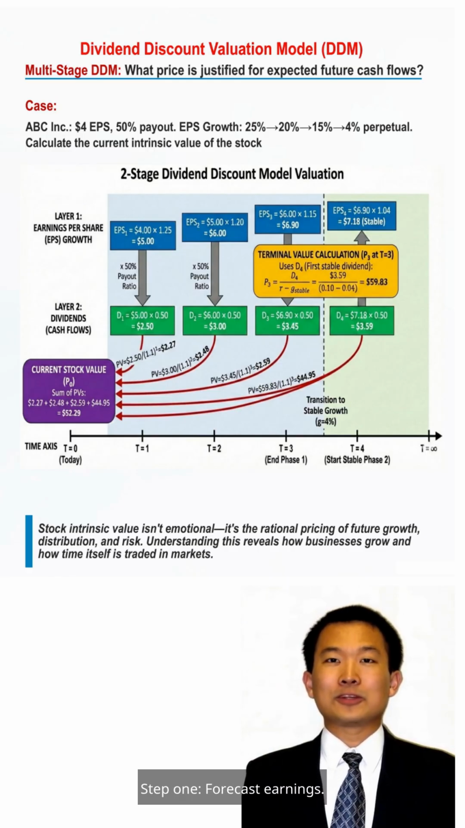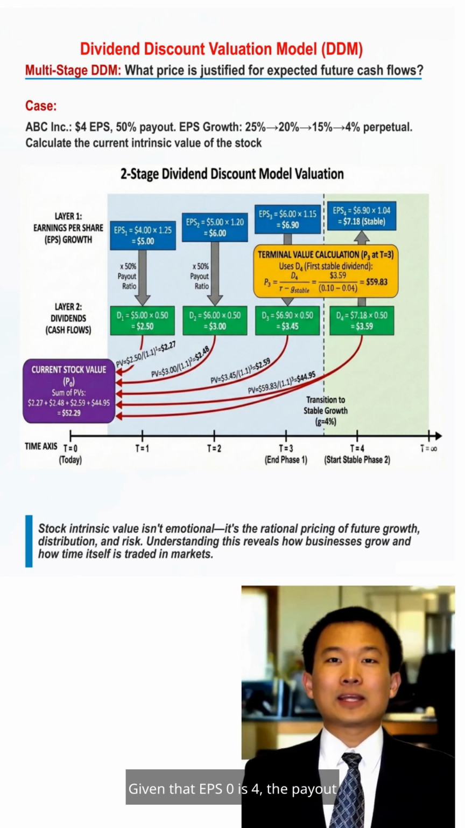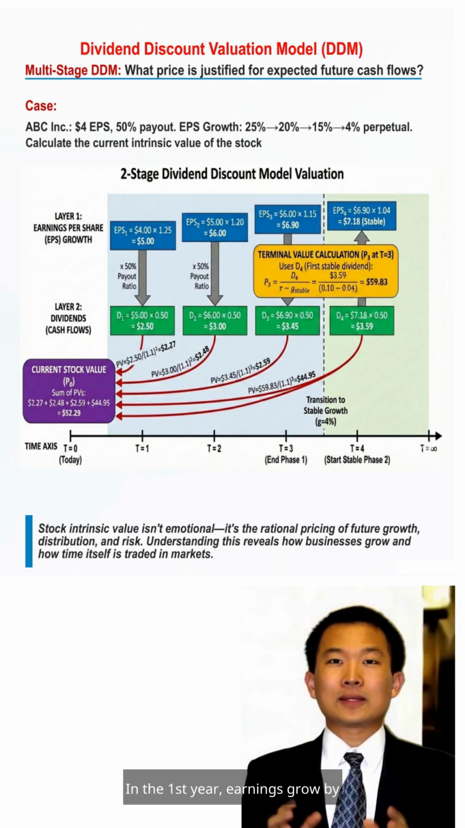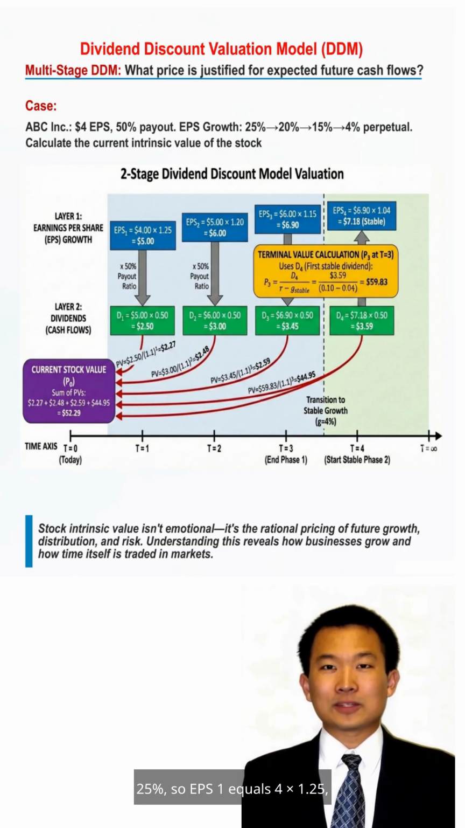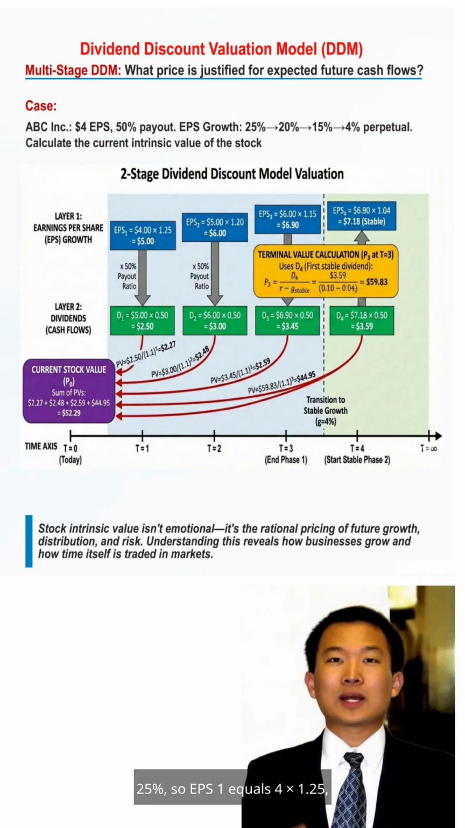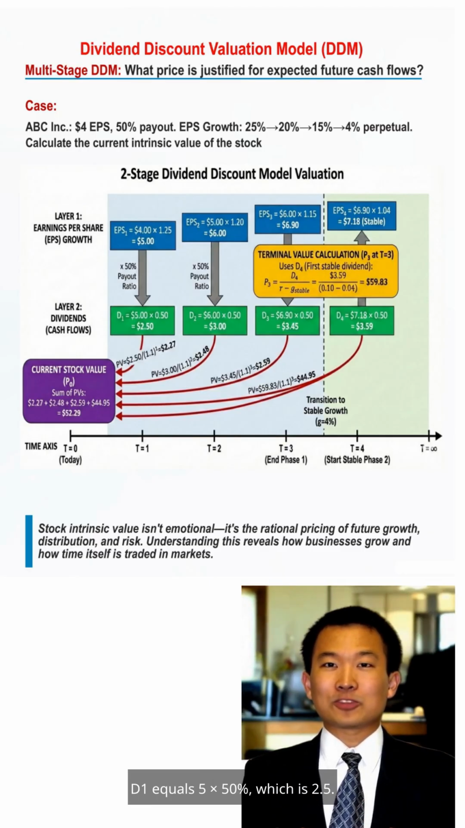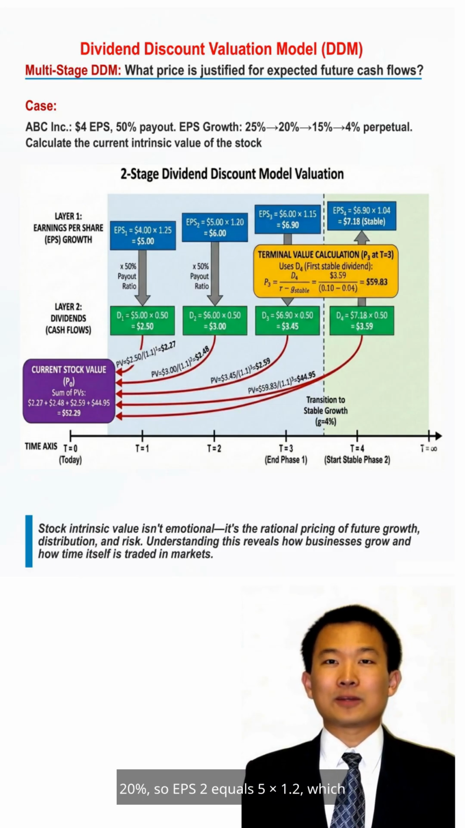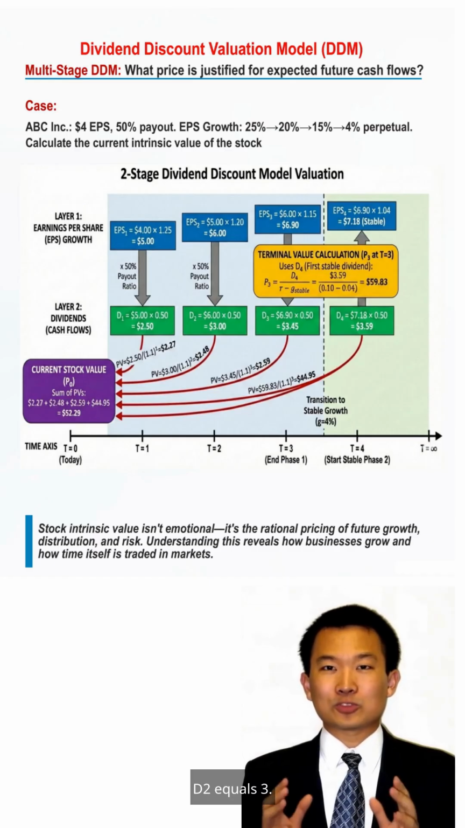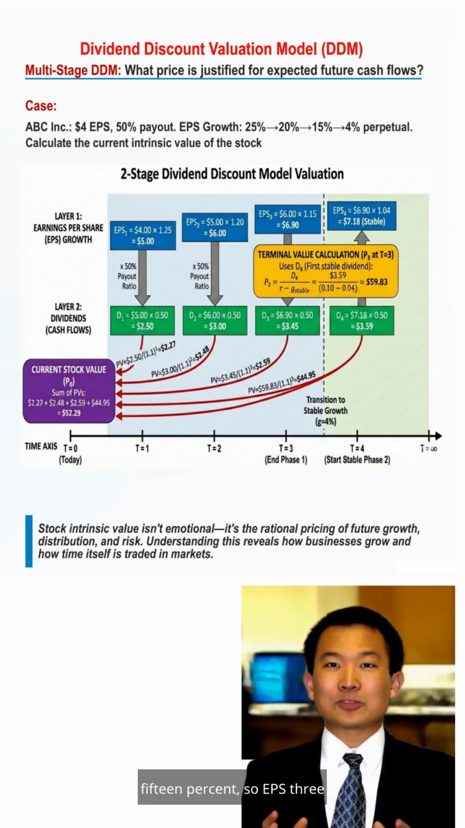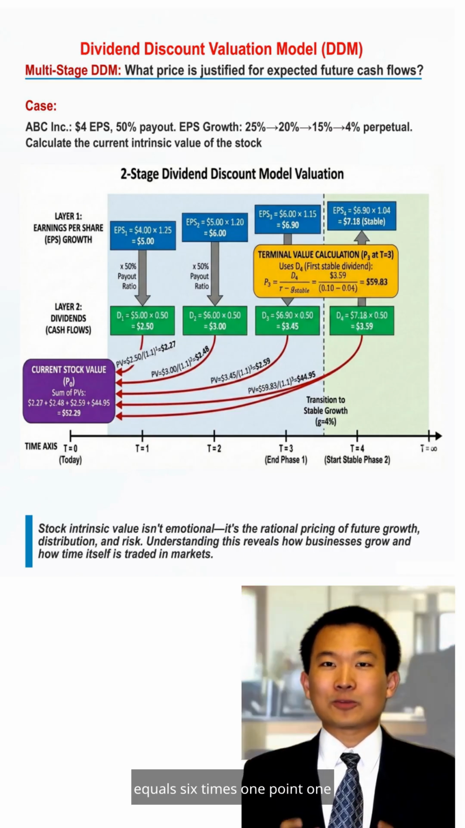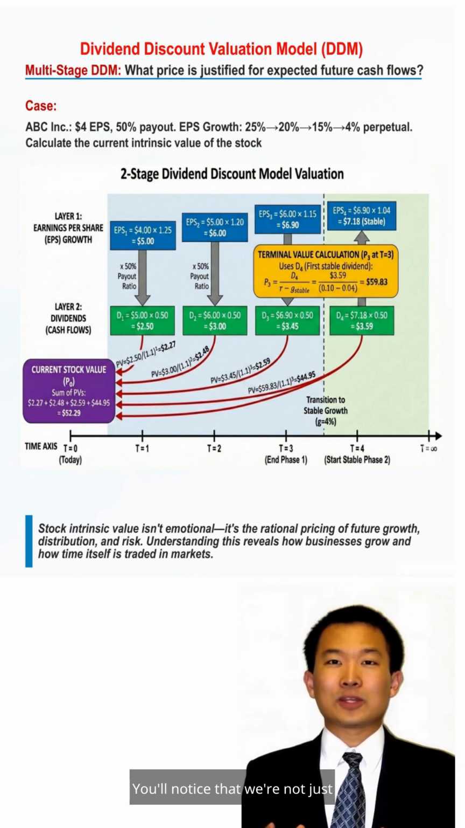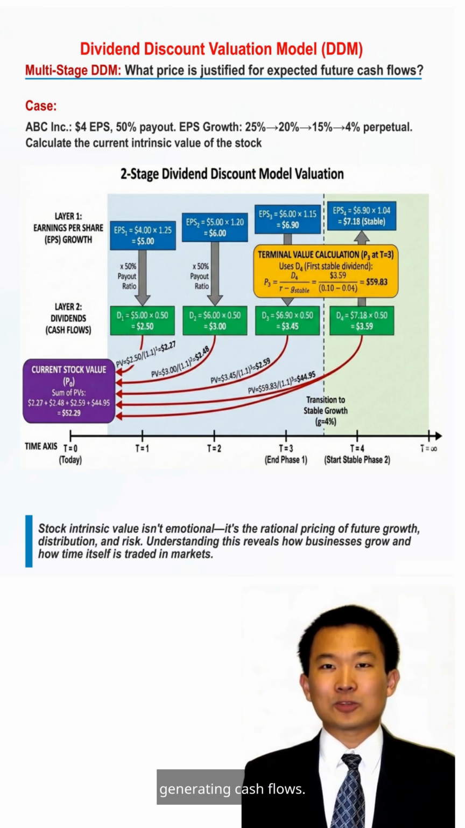Step 1. Forecast earnings. Calculate the dividends. Given that EPS 0 is 4, the payout ratio is 50%, and the discount rate R is 10%. In the first year, earnings grow by 25%, so EPS 1 equals 4 times 1.25, which is 5. D1 equals 5 times 50%, which is 2.5. In the second year, earnings grow by 20%, so EPS 2 equals 5 times 1.2, which is 6. D2 equals 3. In the third year, earnings grow by 15%, so EPS 3 equals 6 times 1.15, which is 6.9. D3 equals 3.45. You'll notice that we're not just memorizing answers, we're actually generating cash flows.